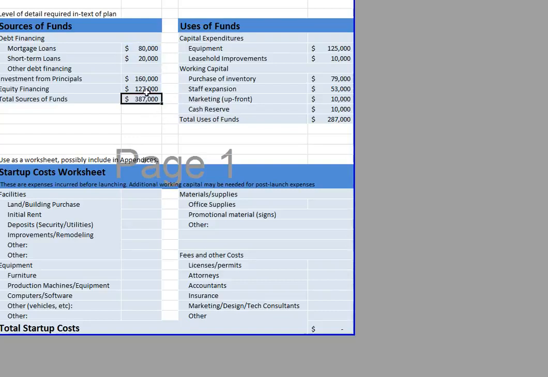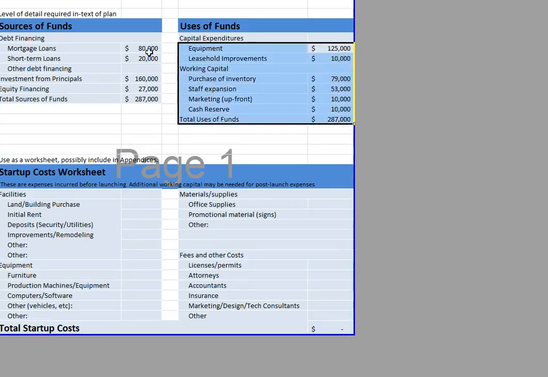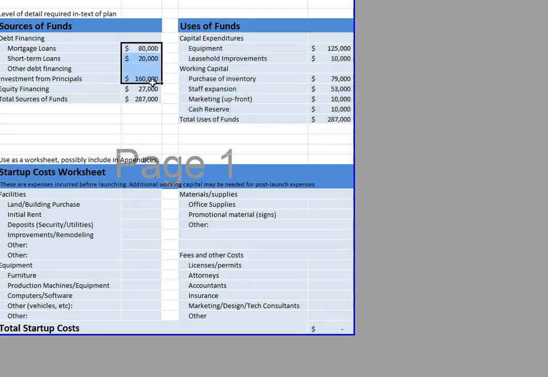So we don't actually need 127,000 investment. We need just 27,000. Okay, so again, calculate how much you need, and then calculate how much you get from other places, and the difference has to come from equity investing from somebody.